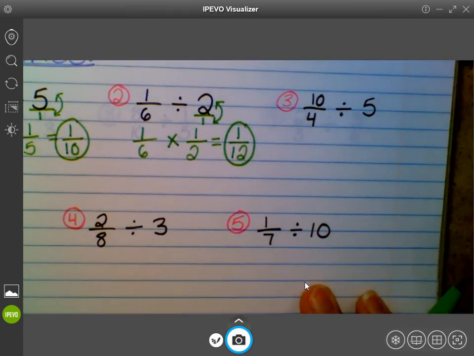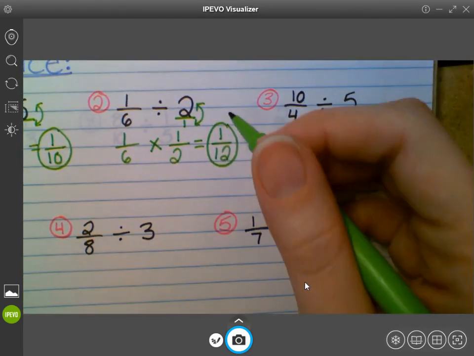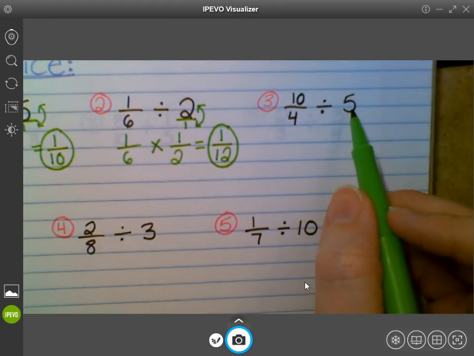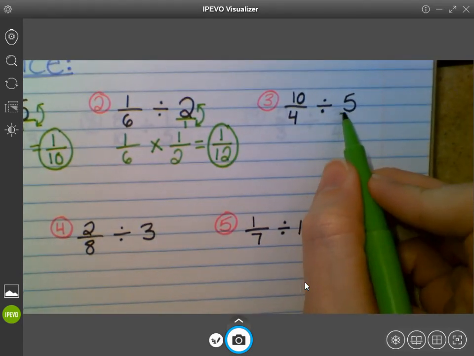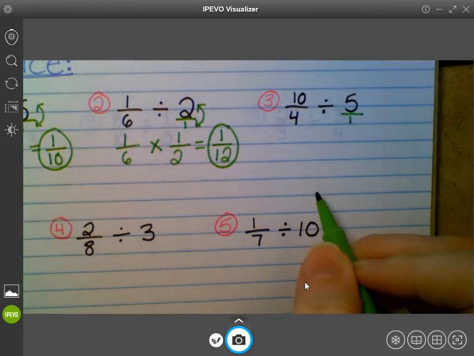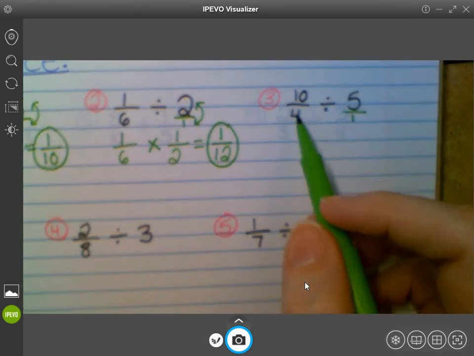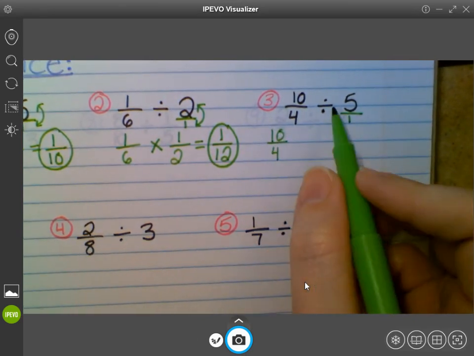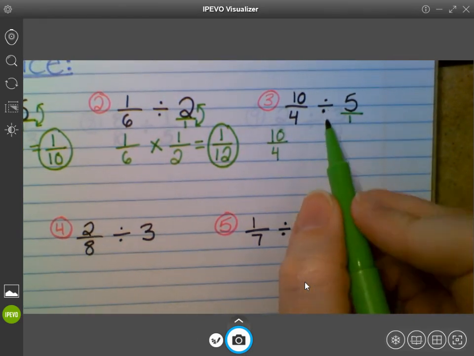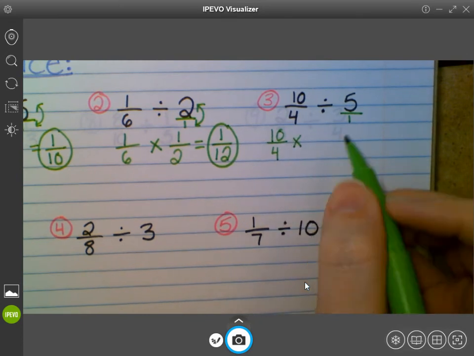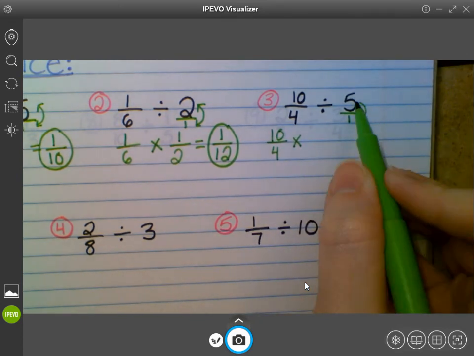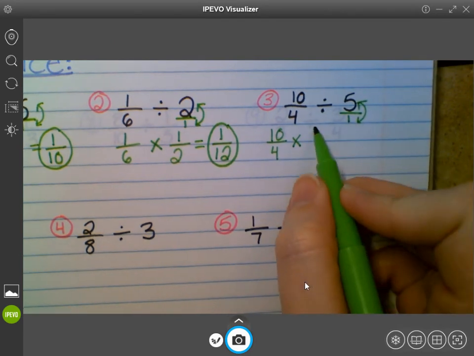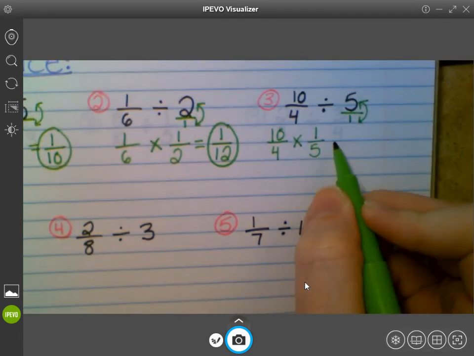I'm going to scoot over a little bit so I have room for my hand on the side of the paper. So I need to make sure my whole number becomes a fraction, so I put it over 1. Then I keep the first fraction the way it is, so 10 over 4. I change the division symbol to multiplication. Then I flip my second fraction to where it's the reciprocal. So instead of 5 over 1, I have 1 over 5.